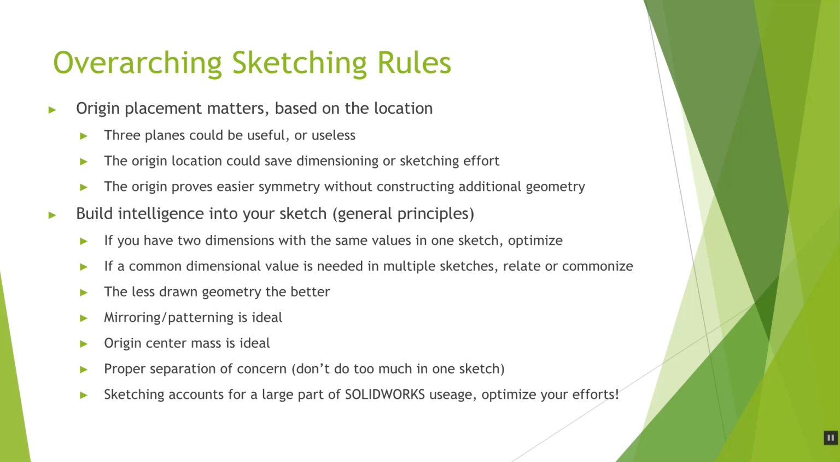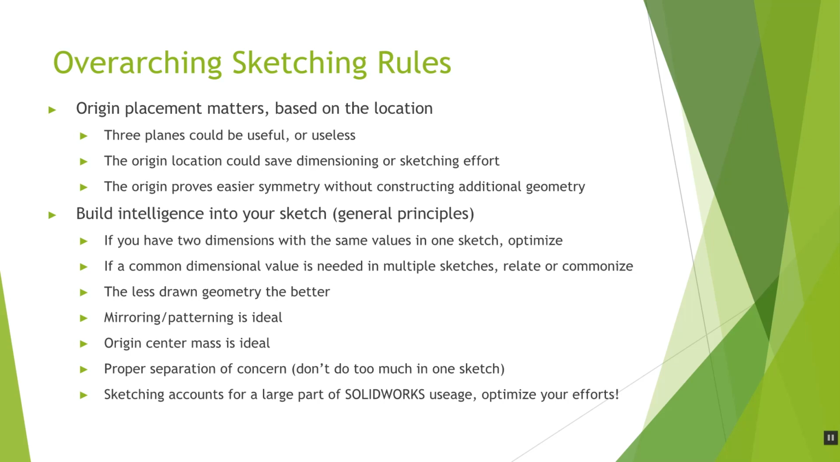So we have general principles. Don't do 2 of the same dimension. Equal, optimize, do something. We can do equals in a lot of things, or global variables and that kind of thing. Generally, less geometry is better. Mirroring, patterning, origin, center mass. Proper separation of concerns, not too much in one sketch.